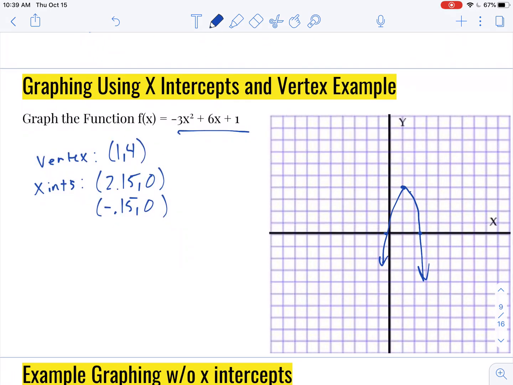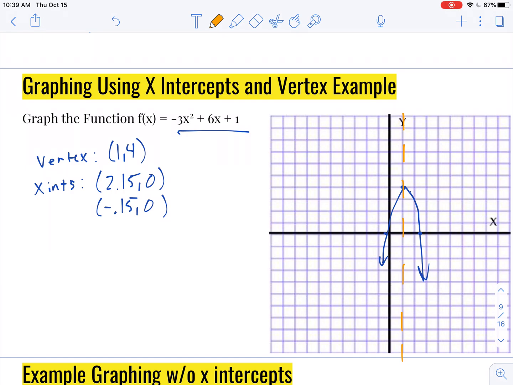So once you have your vertex and your two x-intercepts, that's more than enough to graph a quadratic. I could represent the fact that I've got an axis of symmetry. This is in no way, shape, or form required, but this can be used for a good check. So I look at my x-intercepts and where they're at. My x-intercepts do line up with that axis of symmetry.